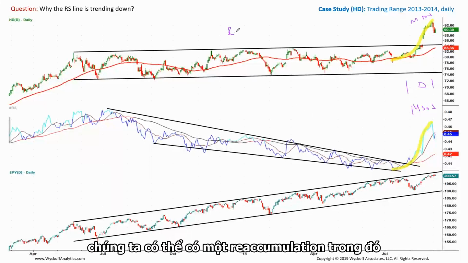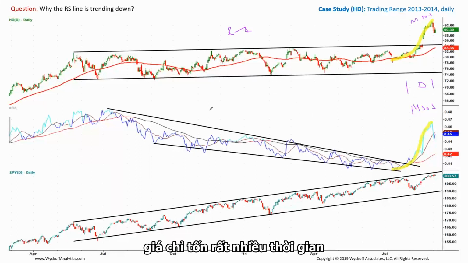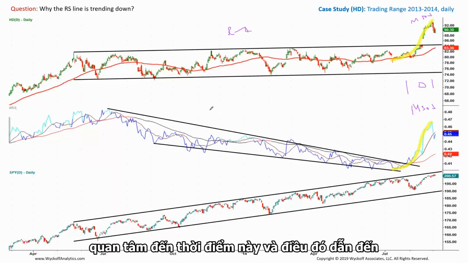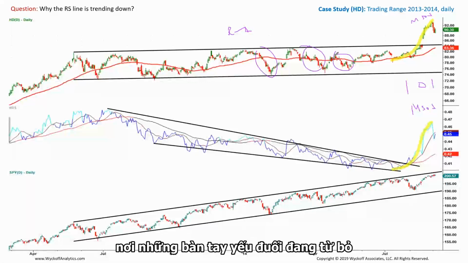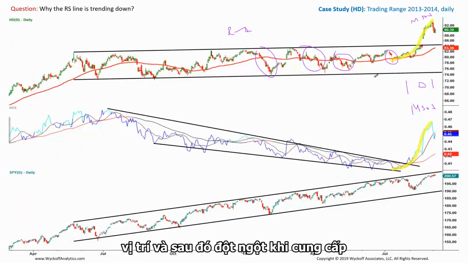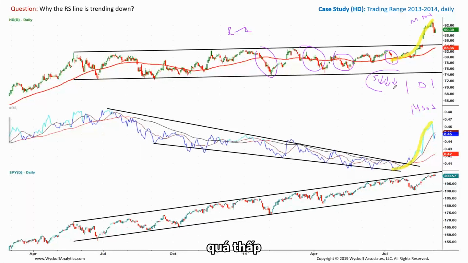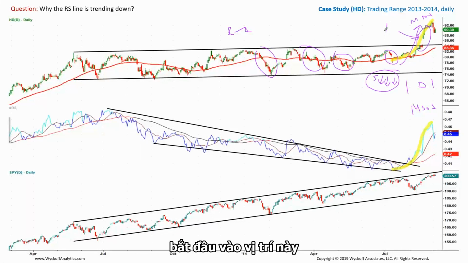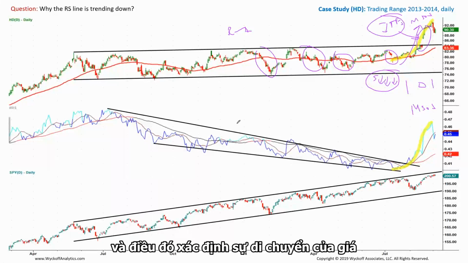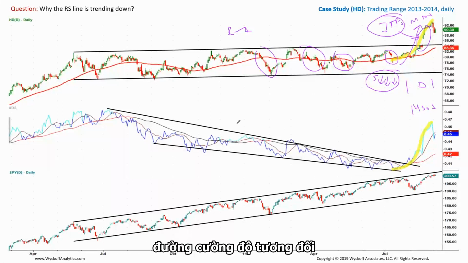We might have a reaccumulation where the price just spends a lot of time. Institutions are kind of not interested at this point, and that leads to some kind of short-term capitulations within this structure, where weak hands are giving up their positions, and then suddenly when supply is so low, that's when the price starts to move up, and institutional trend followers are starting to get into this position. And that defines the move of the price, and that also defines the move of the relative strength line.